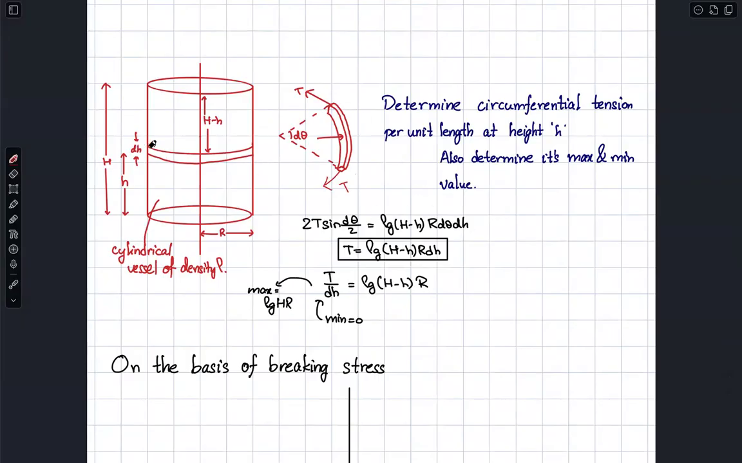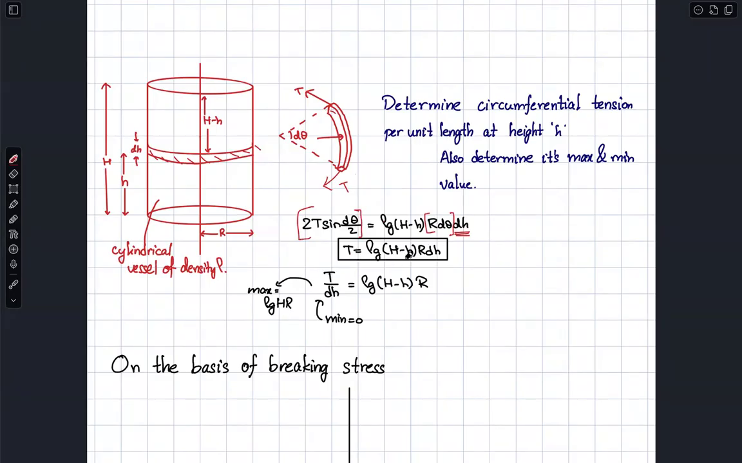Okay. See, this putty, this is of width dh, perimeter 2 pi r. So you take a small element over here. 2T sine d theta by 2 is the force, rho g h pressure into the element's area. How will I find the element's area? dh is the width, r d theta is the length of the arc. Arc times width is area. Area into pressure is force. So 2T sine d theta by 2 is this.